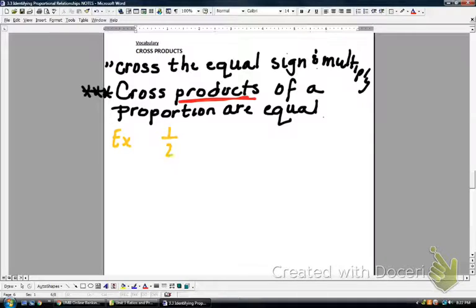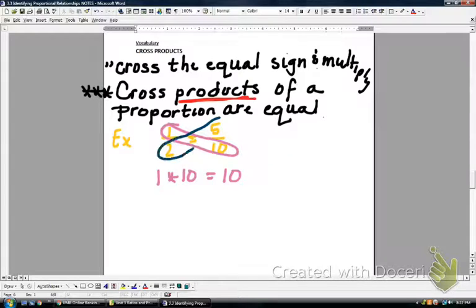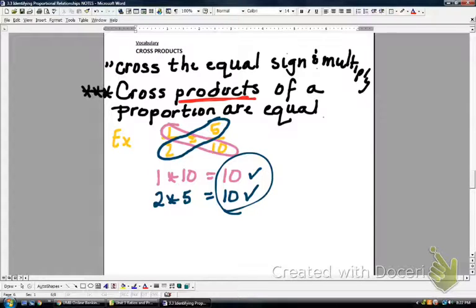So we'll use our example from the very beginning of the lesson. We have 1 to 2, and we already know that that's proportional. So 1 to 2 is equal to 5 to 10, but we're going to look at it using the cross product property. So you're going to cross the equal sign and multiply. So 1 times 10 equals 10. Then you're going to do the same thing. You're going to cross the equal sign and multiply. 2 times 5 equals 10. These both equal 10, therefore it's proportional.